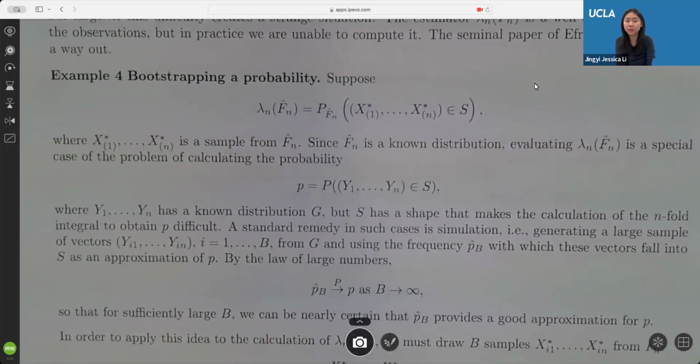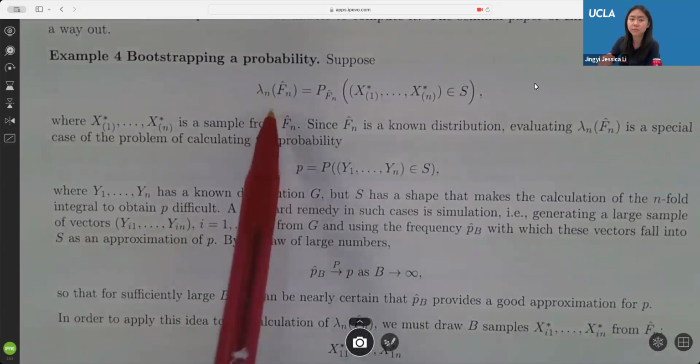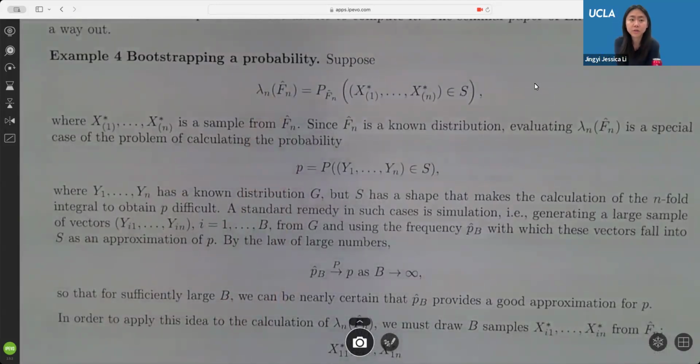Now let's look at this example, bootstrapping a probability. This is the performance measure plugin fn hat, where x1* to xn* is a sample from fn hat, and since fn hat, the empirical CDF, is a known distribution, evaluating lambda n fn hat is a special case of the problem of calculating the probability. This is quite abstract, so we can make it a little bit simpler. I think I already said it, so you can ignore the notations here.